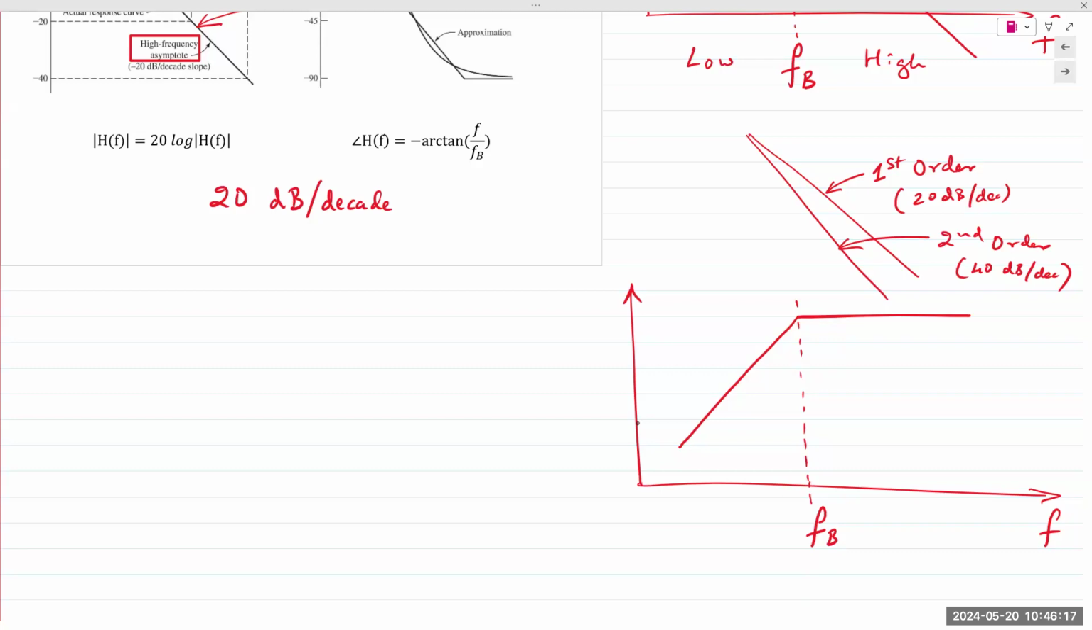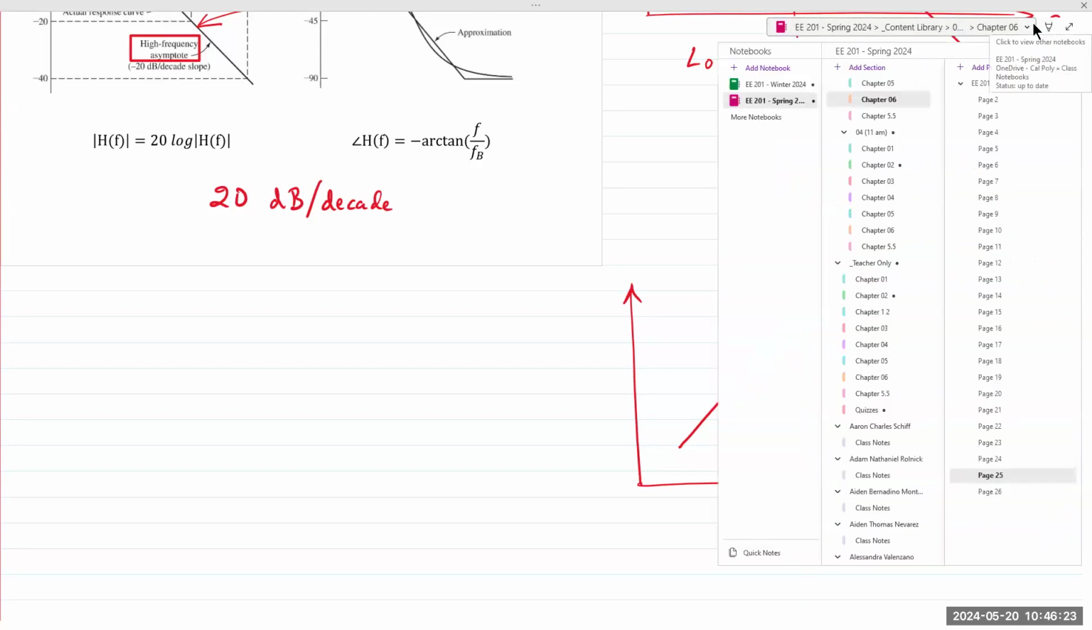Okay. All right, then let's go into the example problem.